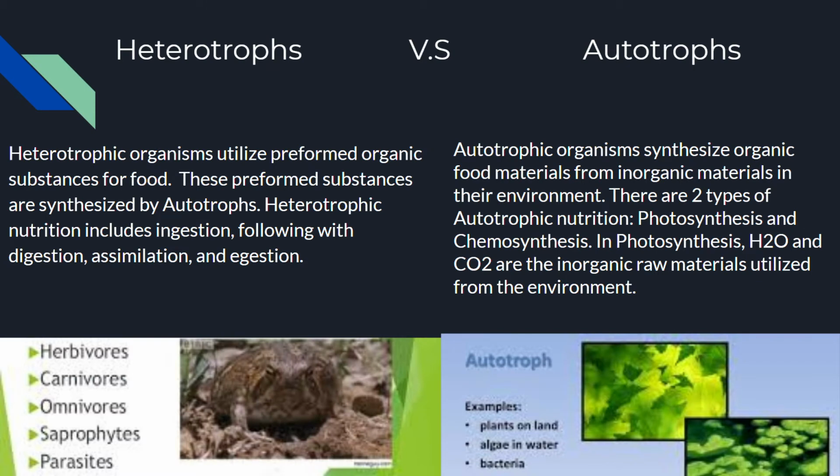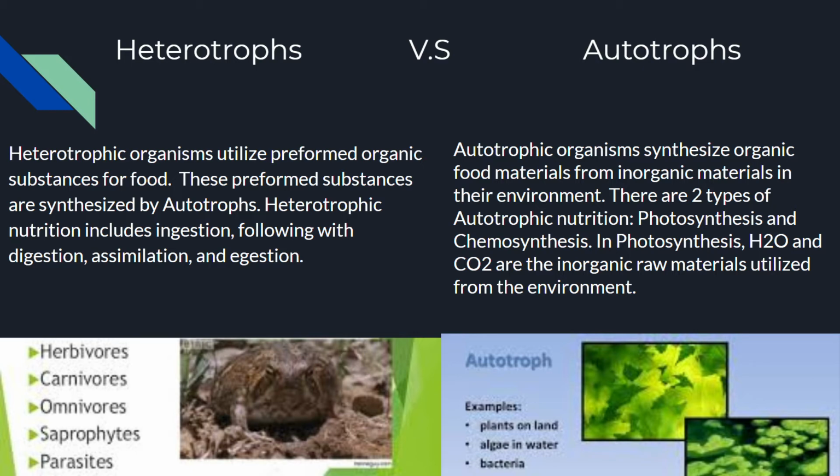So as you can see here, heterotrophs versus autotrophs. Heterotrophic organisms utilize preformed organic substances for food. These preformed substances are synthesized by autotrophs, as we said before. So the autotrophs synthesize their own organic substances, which then the heterotrophs consume. Heterotrophic nutrition includes ingestion followed by digestion, assimilation, and egestion. As we said, that is the process.